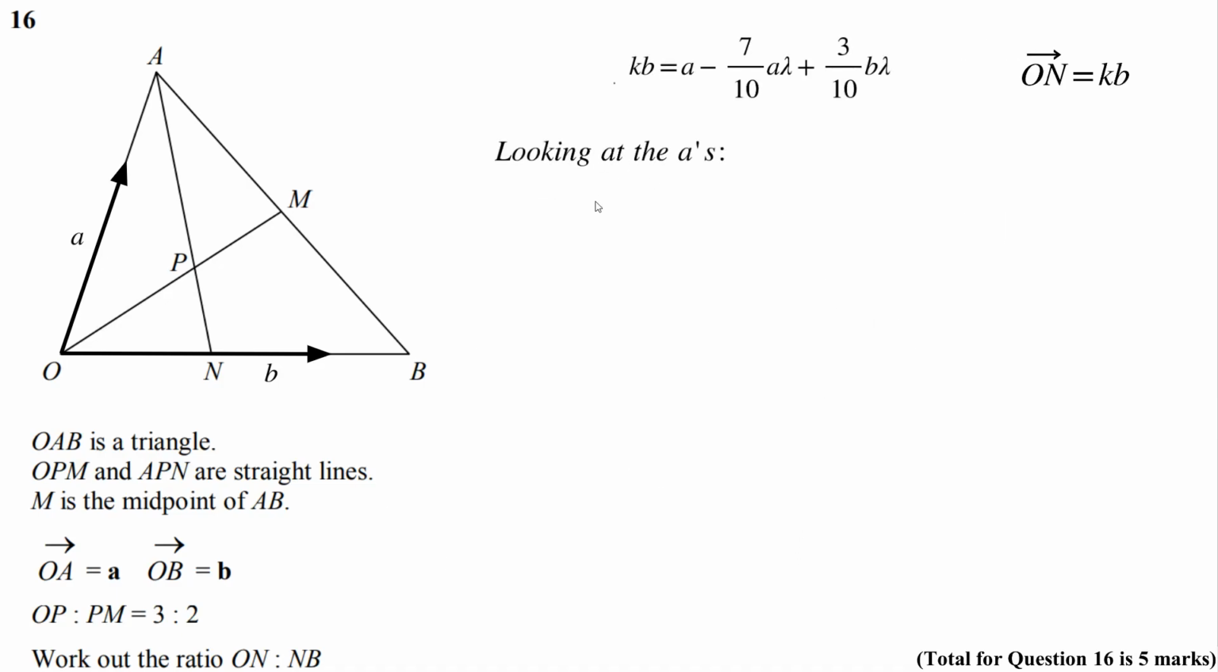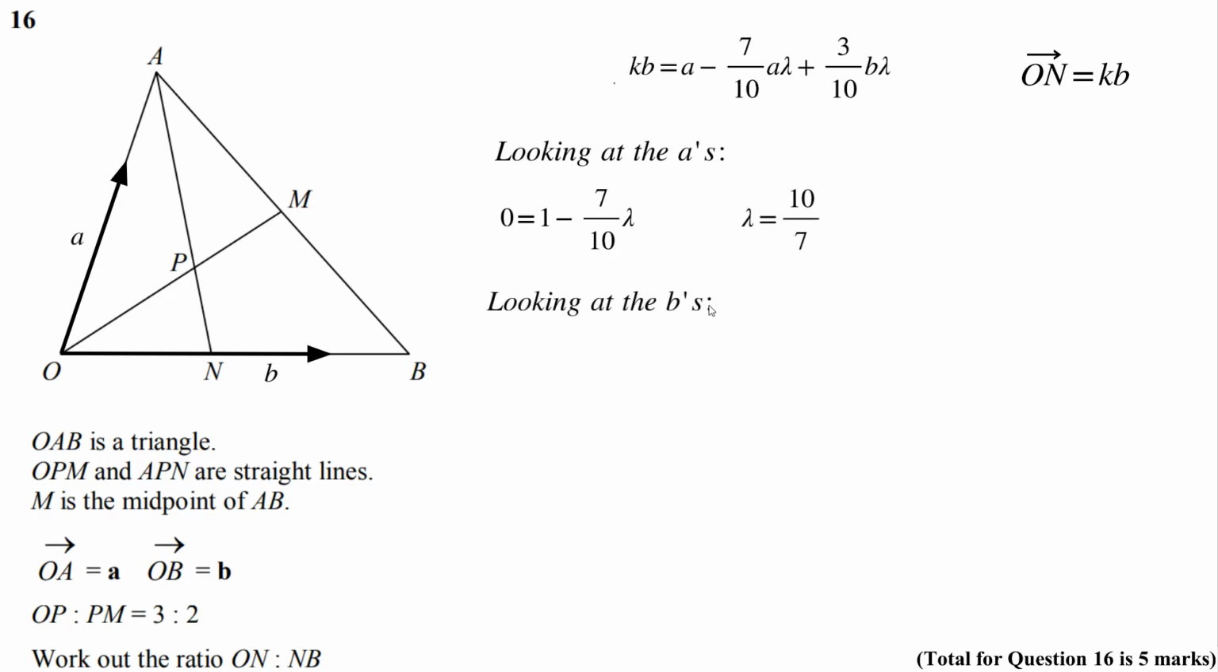Just look at the a's. On the left-hand side, how many a's do we have? Well, we have 0. And on the right-hand side, how many a's do we have? Well, we have 1. We also have minus 7 over 10 lambda a's. So 0 equals 1 minus 7 over 10 lambda. So lambda equals 10 over 7 if you just rearrange that.